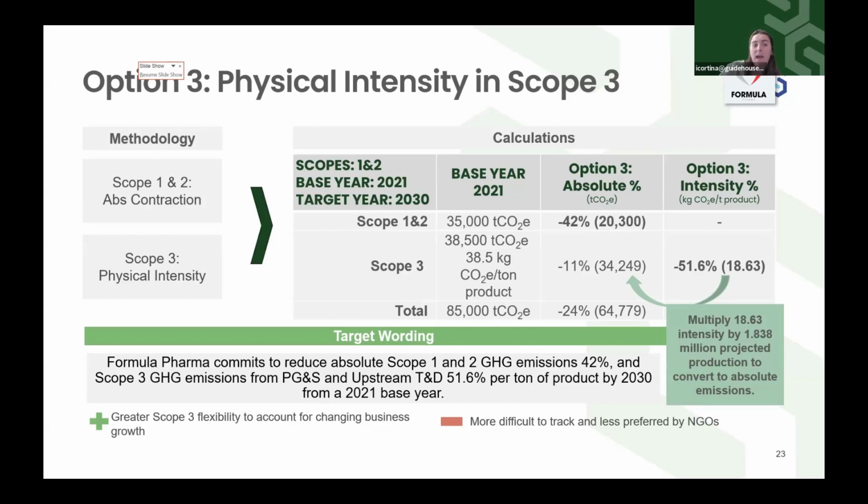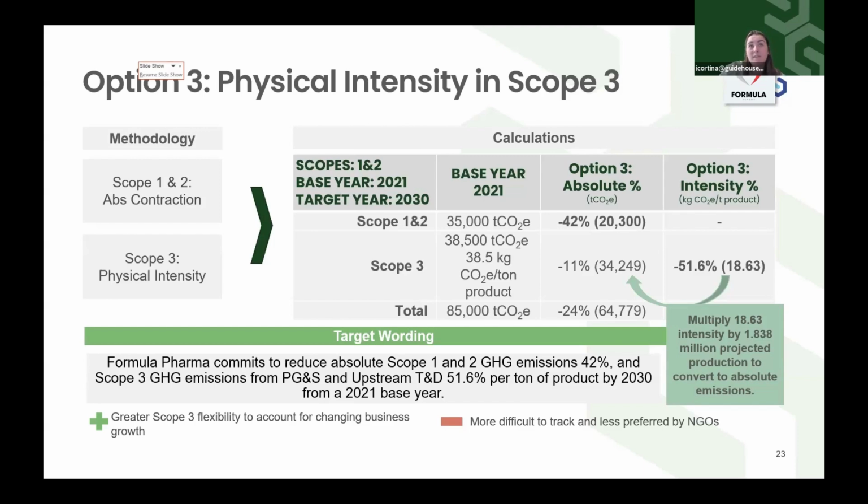absolute reductions as compared to the 25% absolute reduction that would have been required in the example from the previous video. The way that we can translate emissions intensity to absolute terms is by multiplying the intensity by the projected production to convert to absolute emissions, and you can see that translation here across the middle.